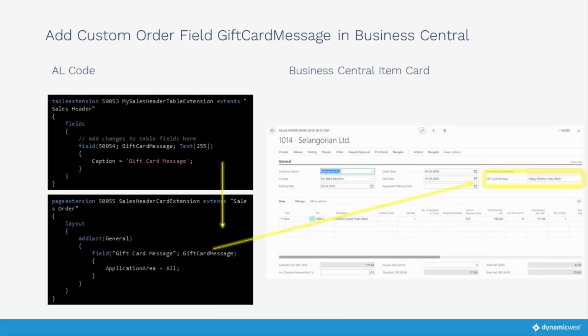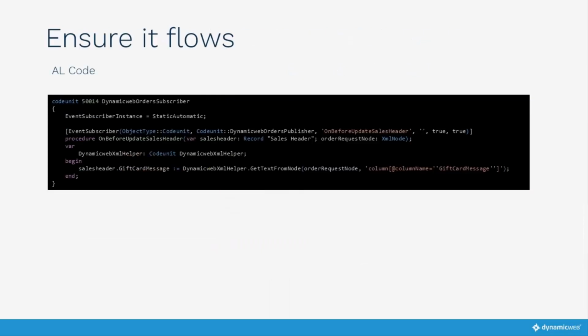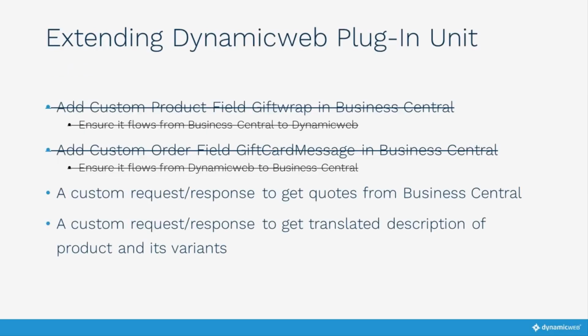And here's a similar piece of code that extends the sales header table with the new gift card message field. And we also extend the page so that we can show it in the UI. So now it's ready to be filled out when an order comes in. And here's a piece of code that uses the event on before update sales header and makes sure to add the gift card message that's in the order XML being sent from Dynamicweb into Business Central.